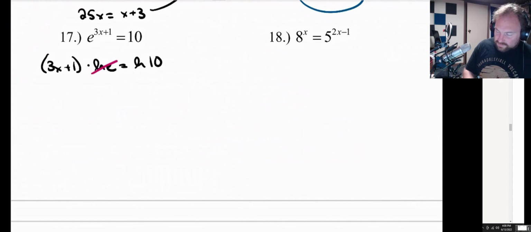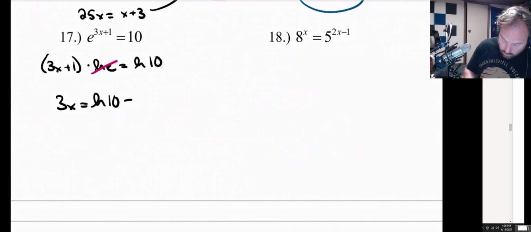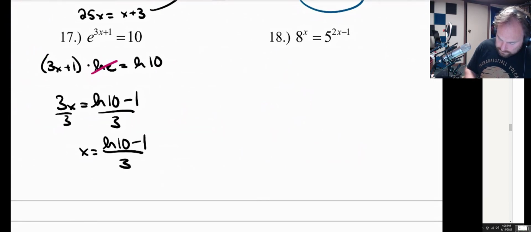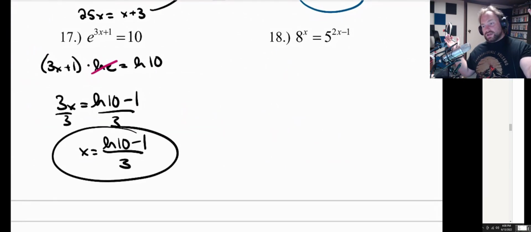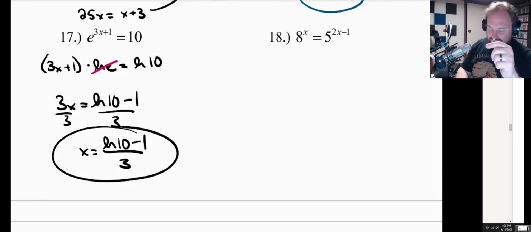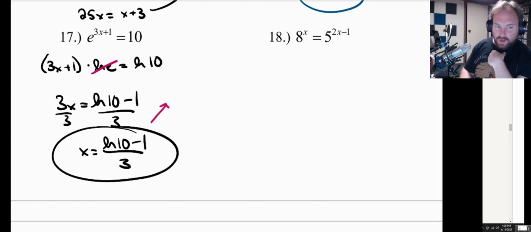So we can just kind of ignore it because it doesn't do anything. So the rest of this problem is just getting all the non-x stuff on the right side of the equation. So 3x is equal to natural log of 10 minus 1. Then if you divide the 3 over, you're done. X is the natural log of 10 minus 1 over 3. Ta-da! Does that answer mean anything to anybody? No, but that's exactly the correct answer. Again, your calculator can tell you about what it is. It's about 0.4341.